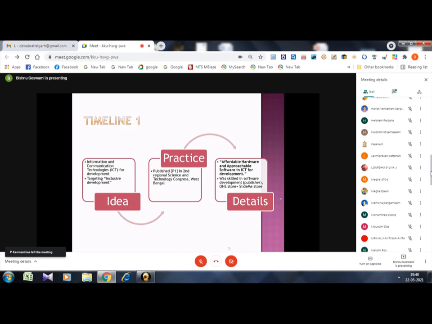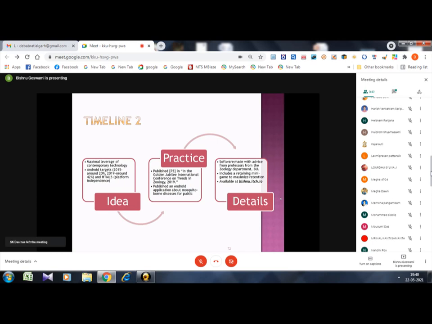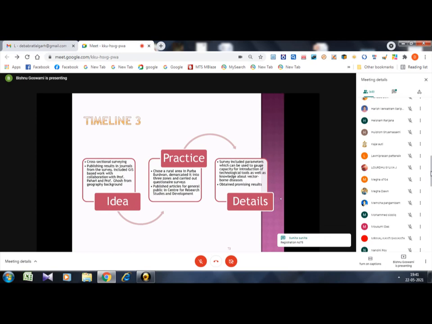And so in the first step, we worked on affordable hardware and approachable software in ICT for development. And then in the second phase of our work, we tried to maximally leverage the contemporary technologies. We made an Android app because these Android phones are being used at high levels, such as 42%, and we also used HTML5 because it is platform agnostic and it can be used in any platforms.